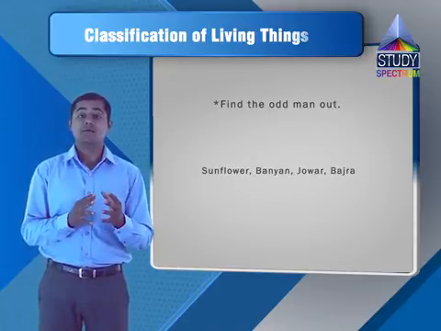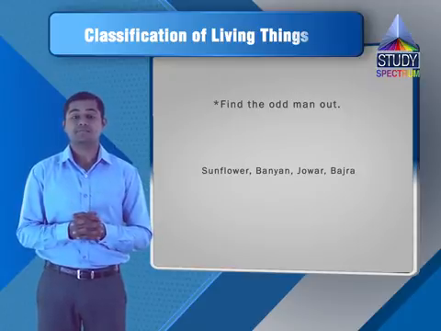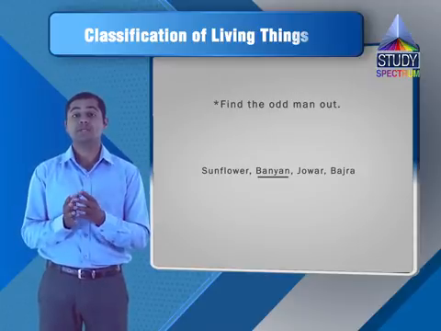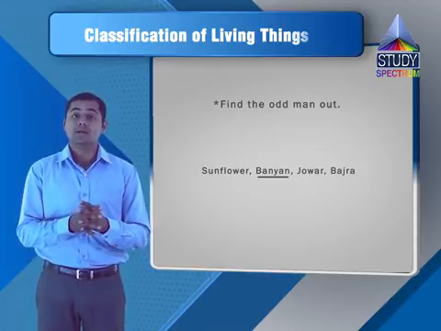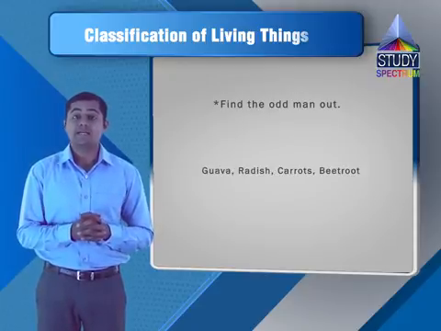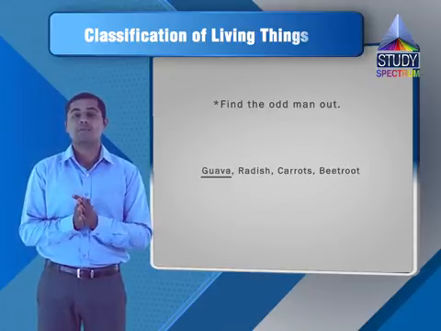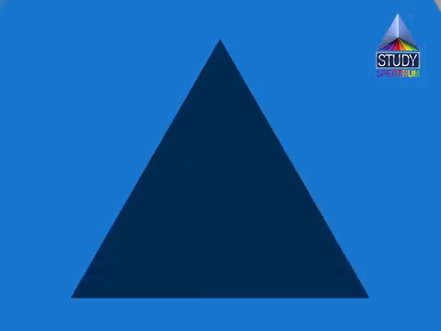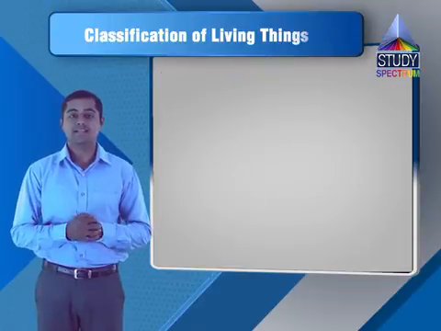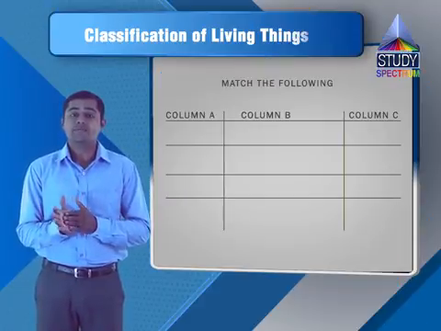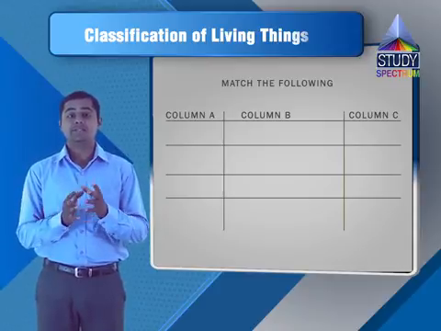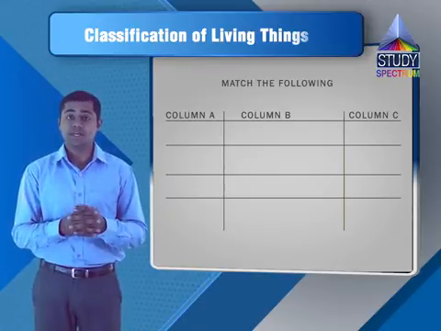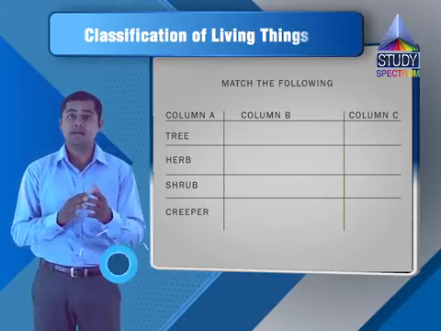Now D. Sunflower, banyan, jowar, bajra. Banyan is the odd man out because it's a perennial plant. Sunflower, jowar, bajra are the annual plants. Last one, guava, radish, carrots, beetroots. Guava is the odd man out because guava is a perennial plant. Radish, carrots, beetroots are the biennial plants. Let's see the next question. Question is, keeping the first column unchanged, match the items in the second and third column to those in the first. Let's go through the first column: tree, herb, shrub and creeper.